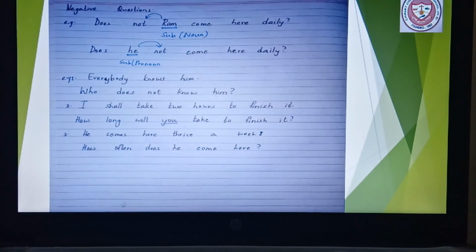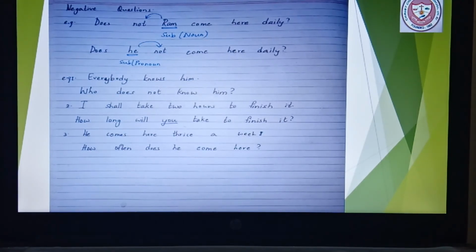Okay, so everybody knows him. That is a statement. I'm changing it into a question. Who does not know him? But that does not mean I'm asking who does not know. Just tell me who does not know. No, I'm just trying to emphasize the fact that everybody knows him. How am I trying to emphasize it? By asking a question. So it does not demand an answer.